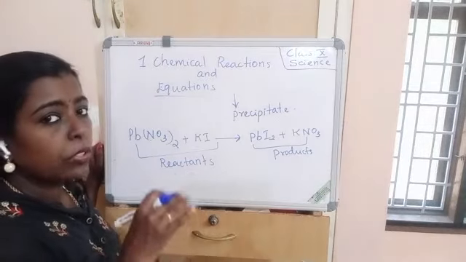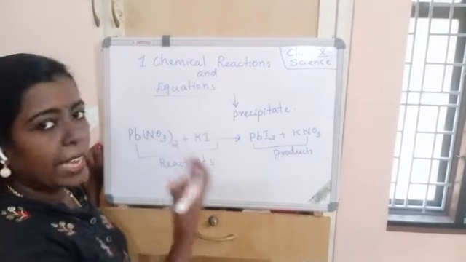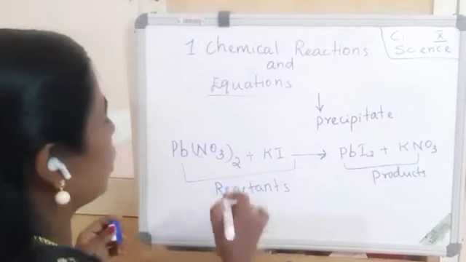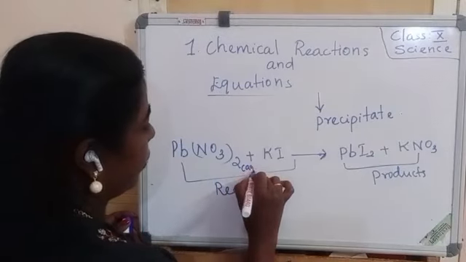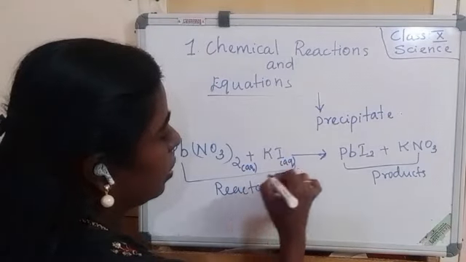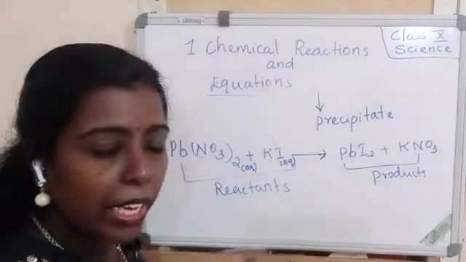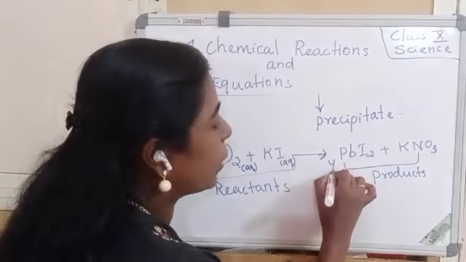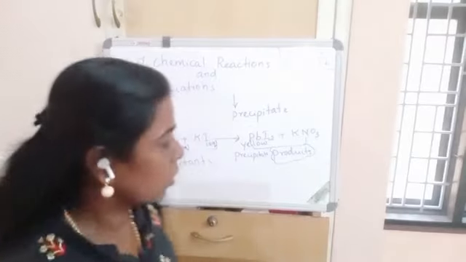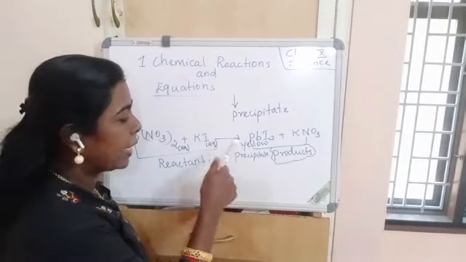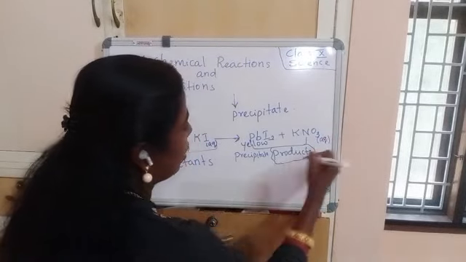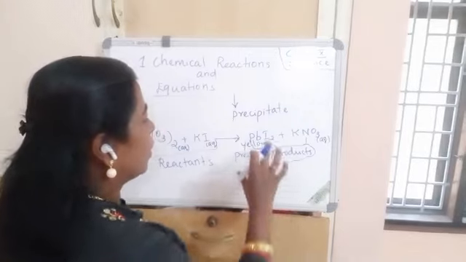Next, we should mention the physical state of our reactants and products. Lead nitrate is in which condition? Aqueous condition. And potassium iodide is also an aqueous solution. Lead iodide is a yellow precipitate, and potassium nitrate is in aqueous solution condition.